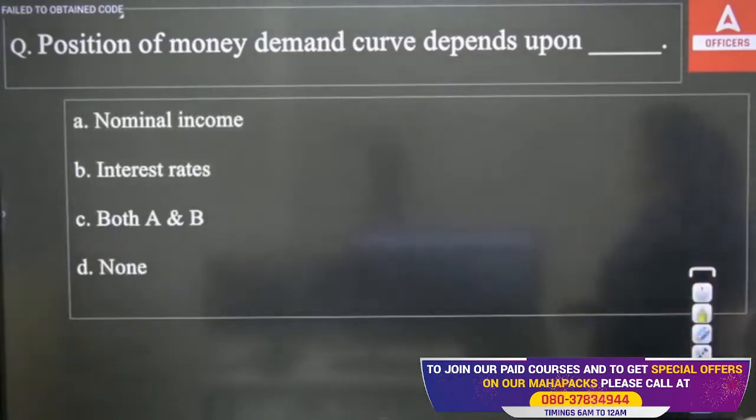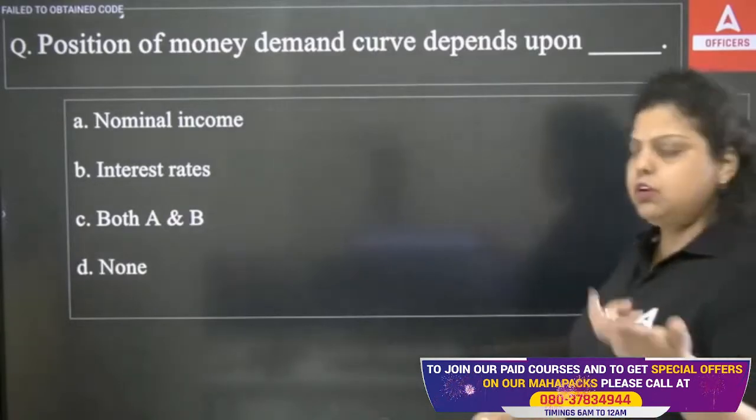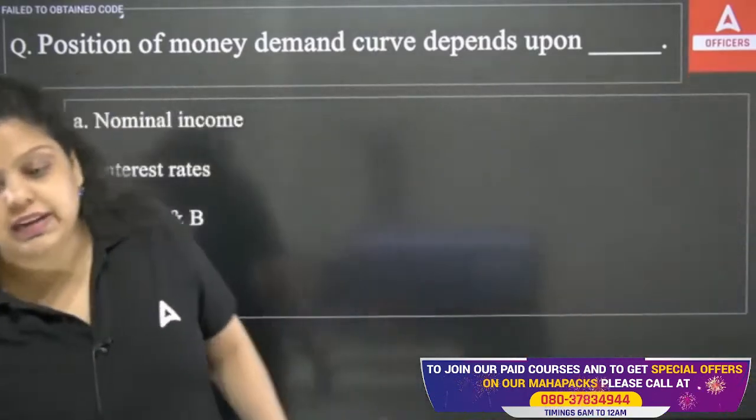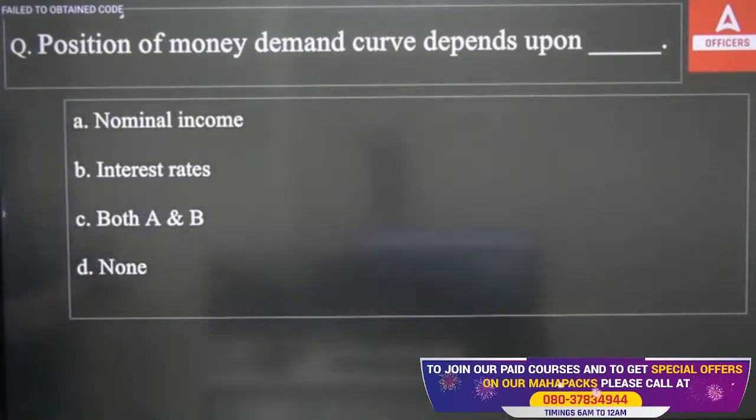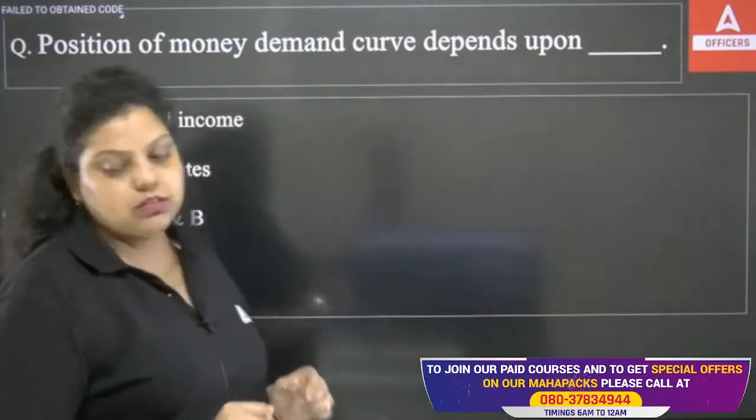So, the question is asking: the position of the money demand curve will depend on what? National income, interest rate, both, or none. I think that's a very simple question. Even if you haven't studied the chapter, you will still be able to answer this question.